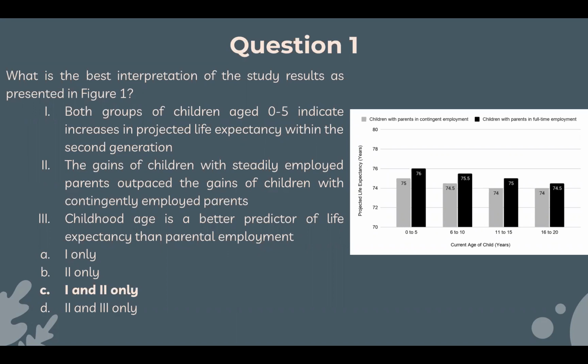Item 3 is wrong because while it is true that the younger children have a higher life expectancy than the older children, within each age group, those who have parents who are employed full-time have a higher life expectancy. So the type of employment is still a better predictor than age. Does that make sense?